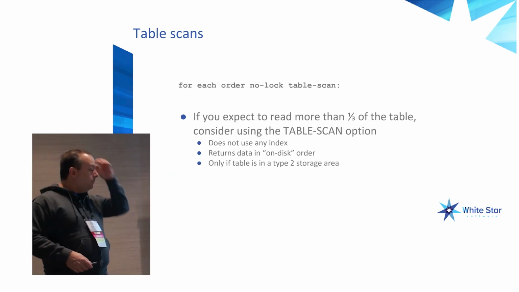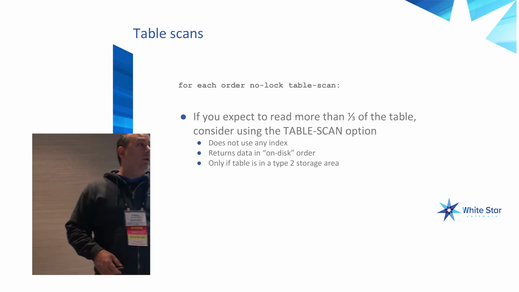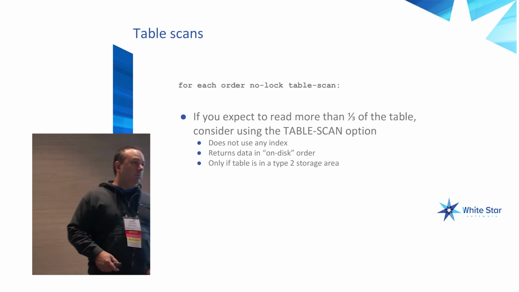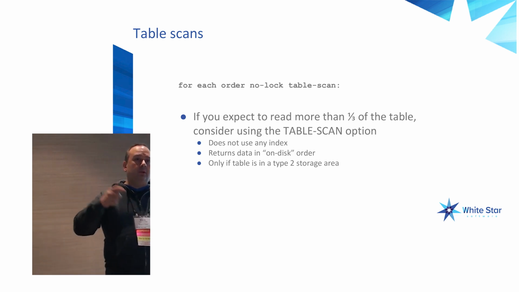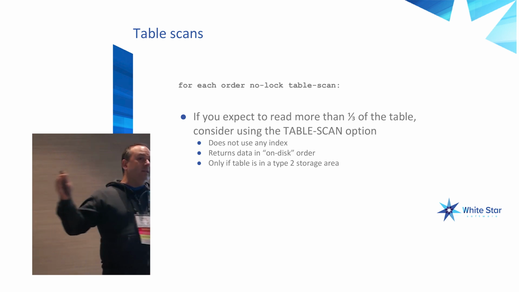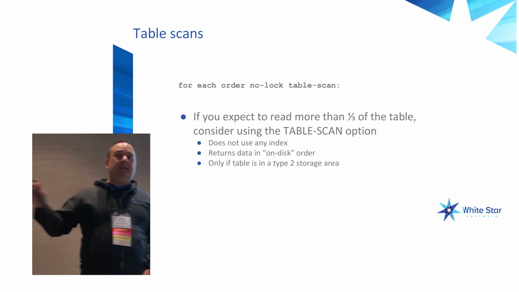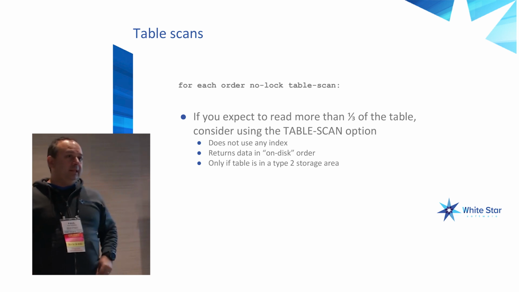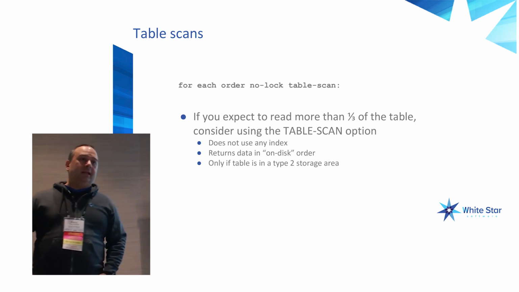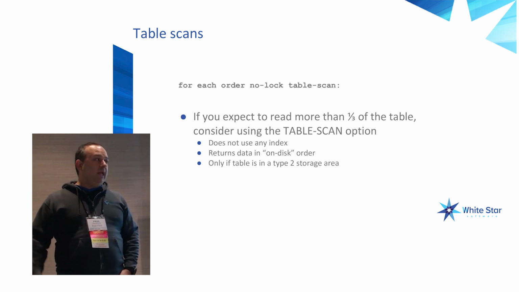Table scans. If you expect to read more than a third or so of the table, just read the whole thing, right? Why bother? Unless you absolutely need to process the records in some indexed order. If you're going to read a third, just read the whole thing, because you're going to add at least another third equivalent in index reads, so you're already at 2/3 to 3/4 the number of reads. Might as well just table scan and read the whole thing.